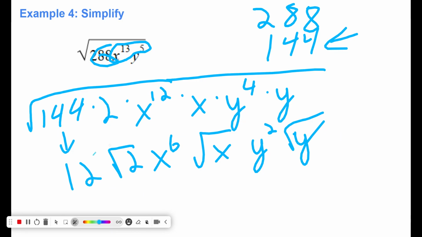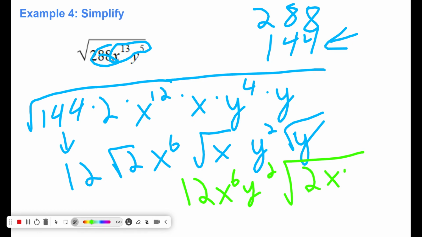Now this is a jumbled mess. You're going to need to make sure that you're careful about keeping yourself organized, keeping the square roots together and the non-square roots together. So let's change the color up here. On the outside, I have 12 times x to the 6th power times y to the 2nd power, and inside my parentheses, I'm left with 2xy. That is the most simplified version of that. All right. Practice more in class.